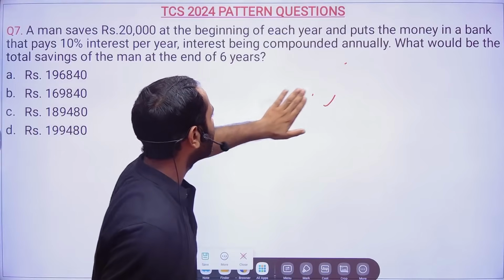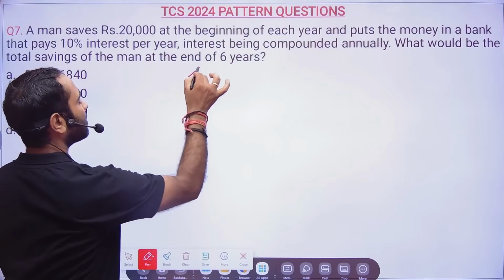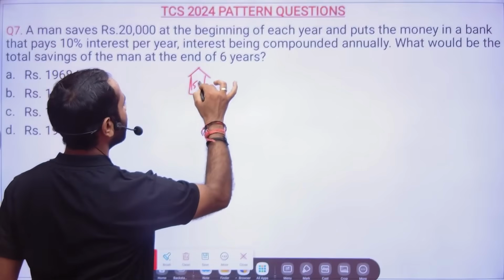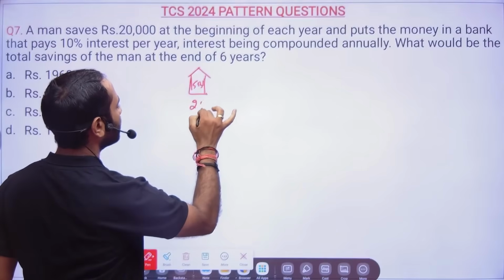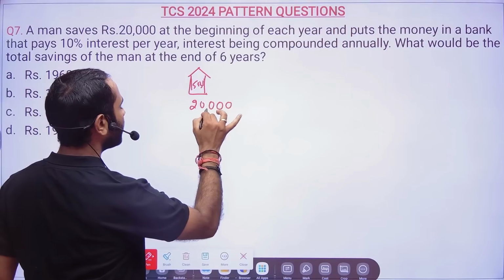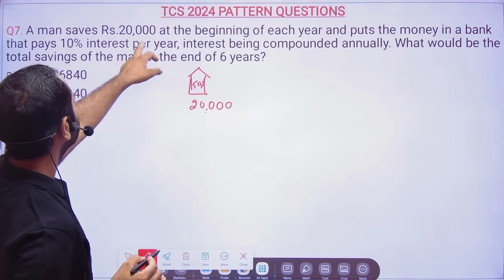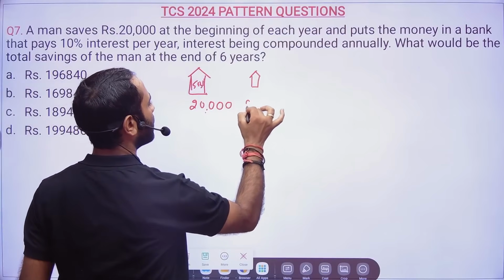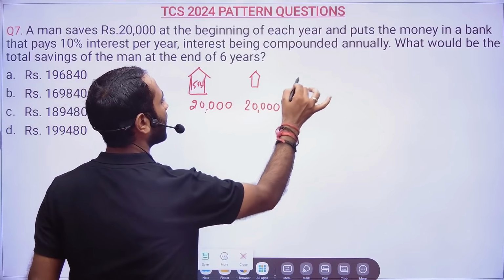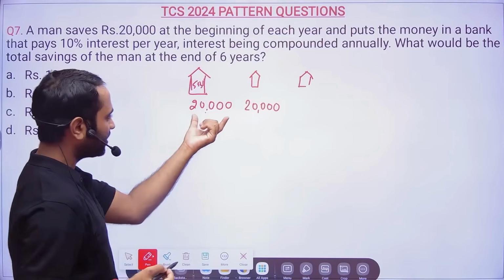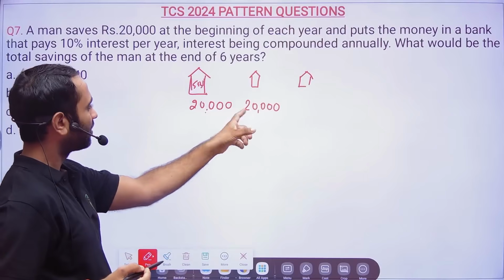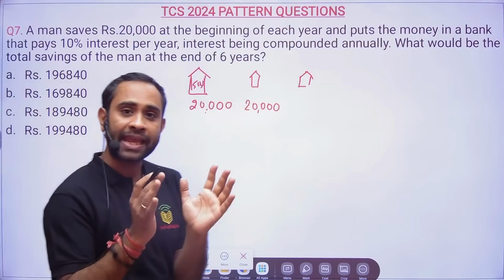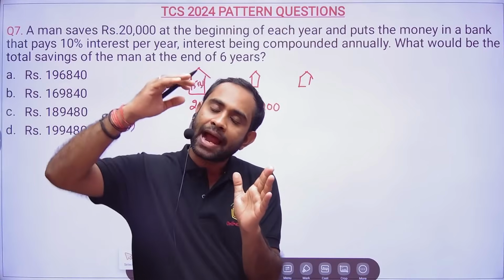Because what has been told in the question? There is a bank, okay, India's worst bank, SBI. So what you are doing is you put 20,000 rupees every year. A man saves rupees 20,000 at the beginning of each year. Then again next year, 20,000, right? First year whatever 20,000 you have put, and next year you are going to put 20,000 again. So 20 plus 20, 40. It's not like you have put 20,000 once and wait for 6 years.